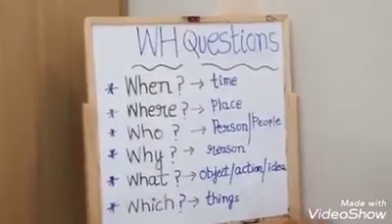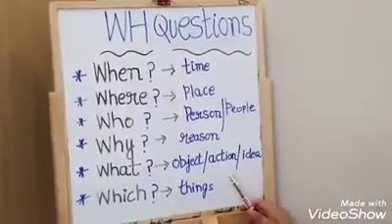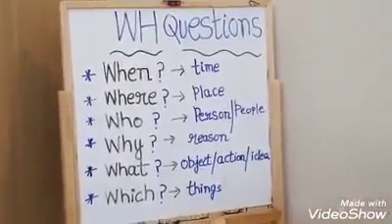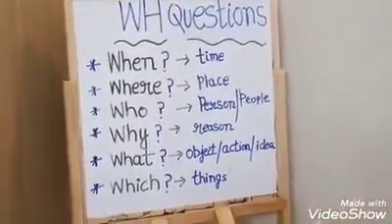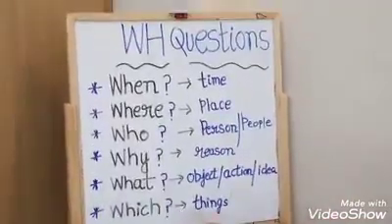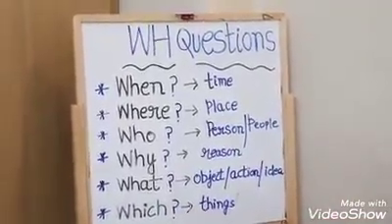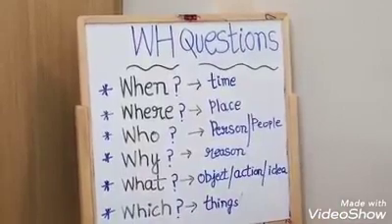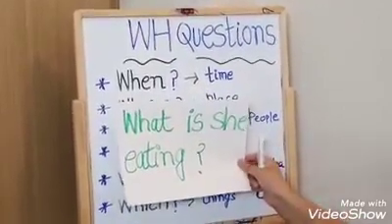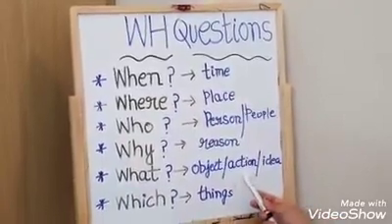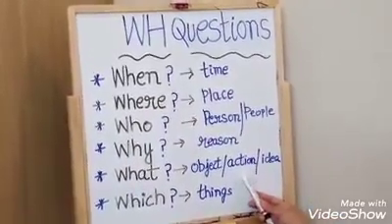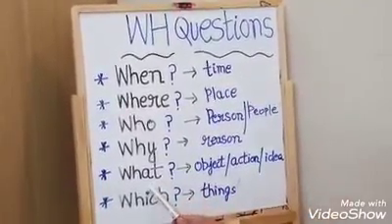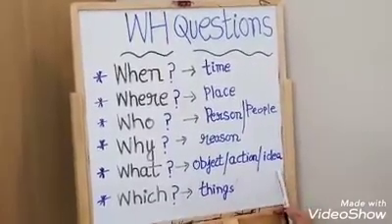So when we want to know about what is happening, or about a specific thing that is happening, we use what. Like, what is she doing? Or you may ask, what is she eating? So this is an action. Whenever we want to know what the other person is doing or what is happening, we use the question what. The next is idea.